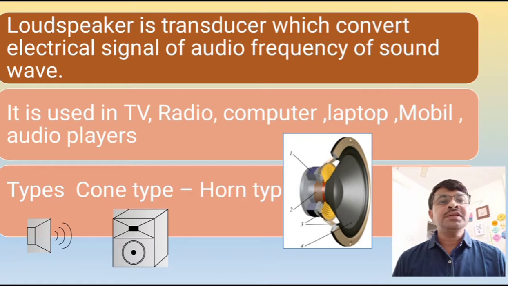As you can see on your screen, this is the symbol for speaker. This is the box type speaker. It contains two speakers, and this is the internal diagram of speaker. Important types of speaker are: one is the cone type, another is the horn type.